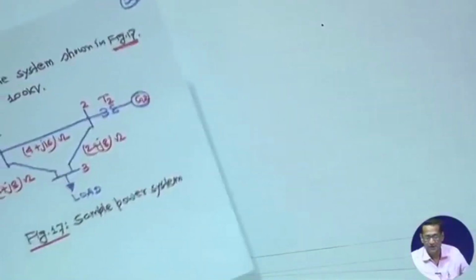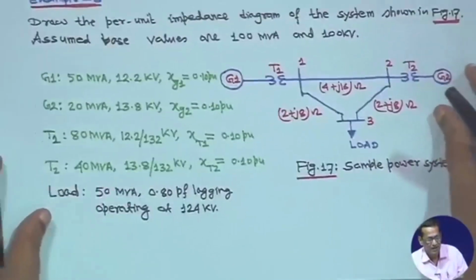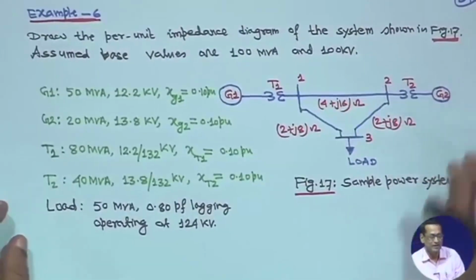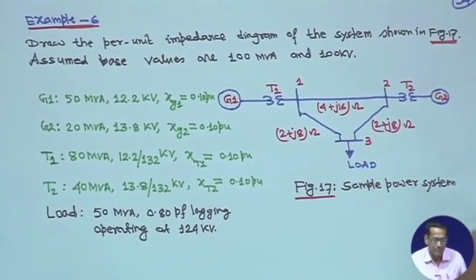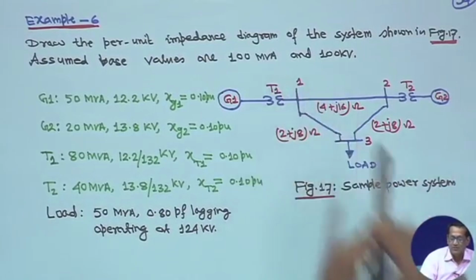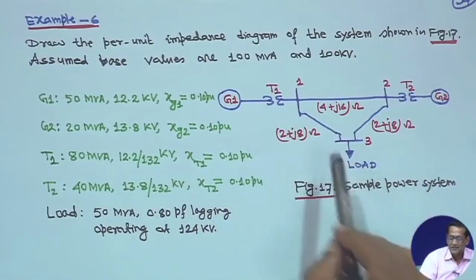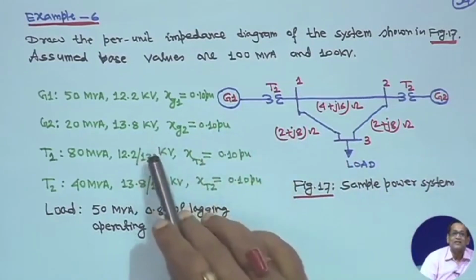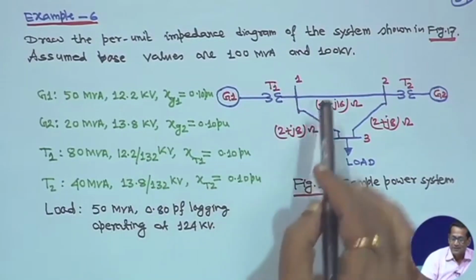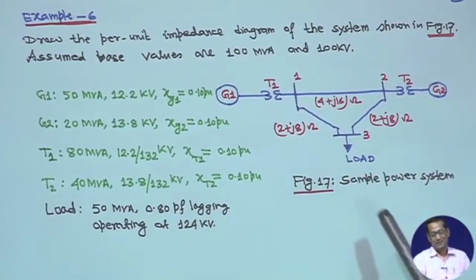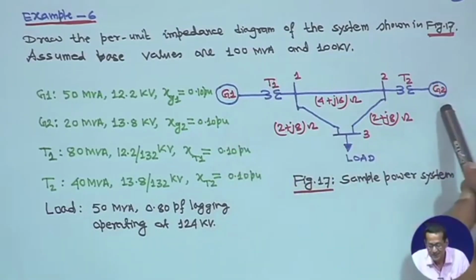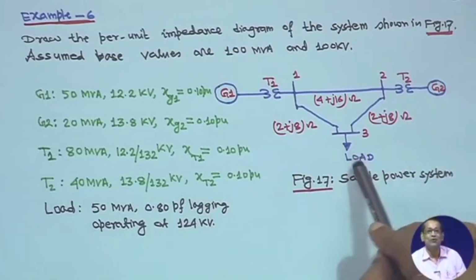After this per unit system, another interesting thing you will find later is the method of voltage control. Now, for example 6, you also have to find out the per unit diagram. Here one generator is there, I will come to the data first. If you think 1, 2, 3, it is something like a 3 bus problem. So, this is generator 1, this is generator 2 and the load is here.